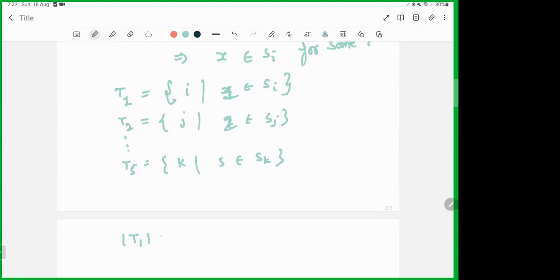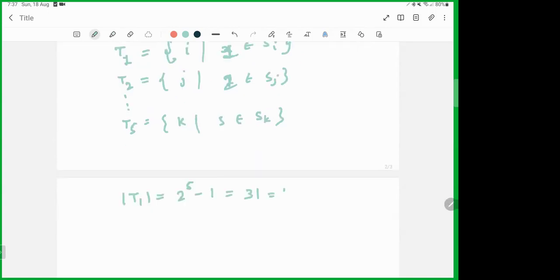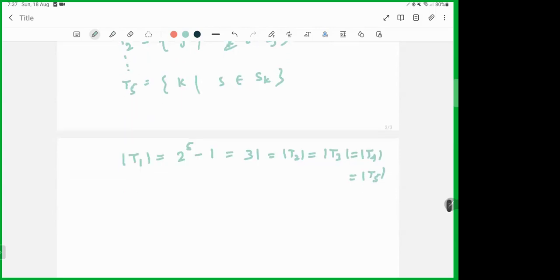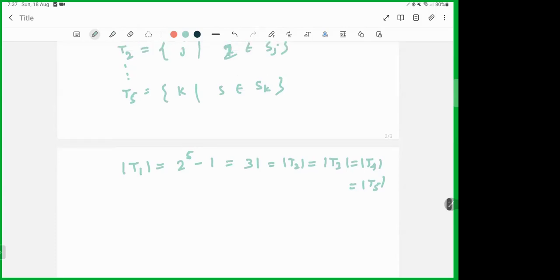So cardinality of T1 is 2 to the power 5 minus 1, so that is 31, right? Similarly, that is the same as cardinality of T2, T3, T4, and T5. So that means, how many such five-tuples do we have?